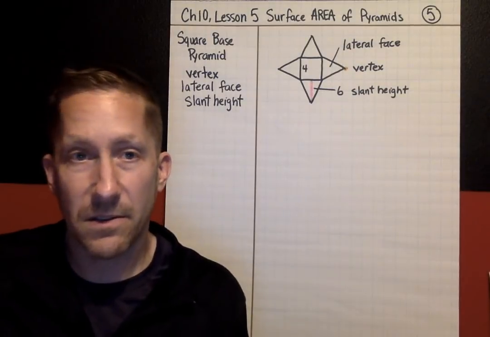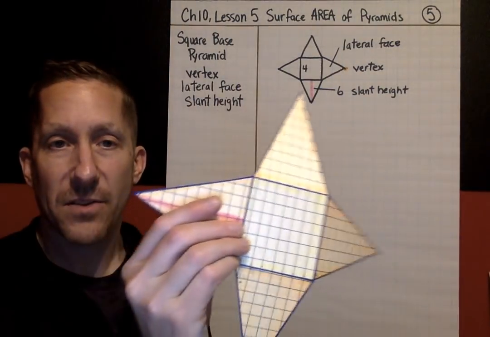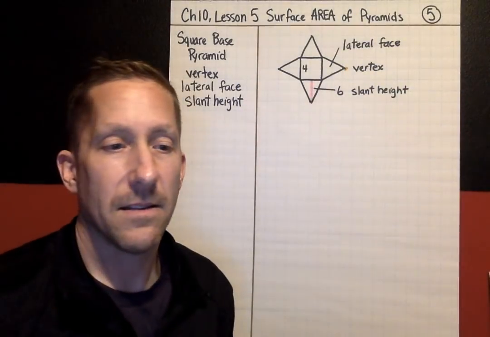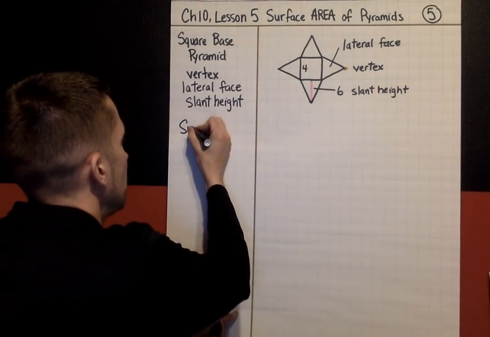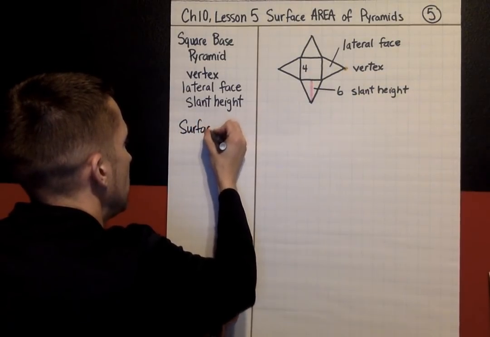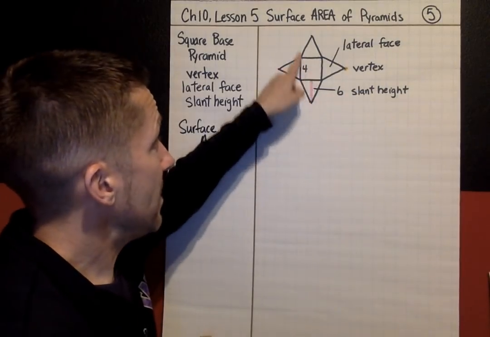Next thing we're going to do is figure out, well, how do we find the area of this thing? How many squares does it take to make that shape? So that's what we're going to work on next. The surface area of a square base pyramid. You're finding the area of those shapes.